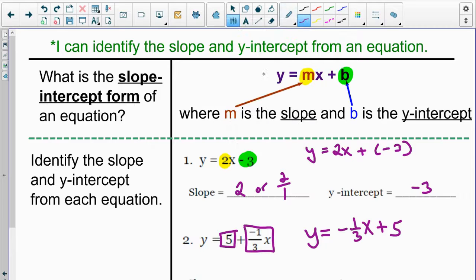This helps us see that the slope of the line, again, that's the number that's being multiplied by x, is negative 1/3. And the y-intercept, which is the value being added at the end, is positive 5. So the slope is negative 1/3, and the y-intercept is positive 5, or the point (0, 5).